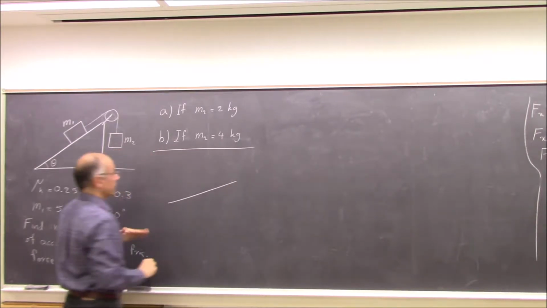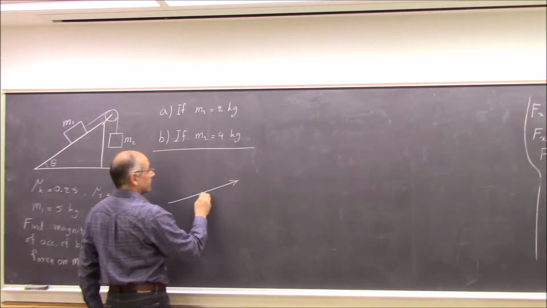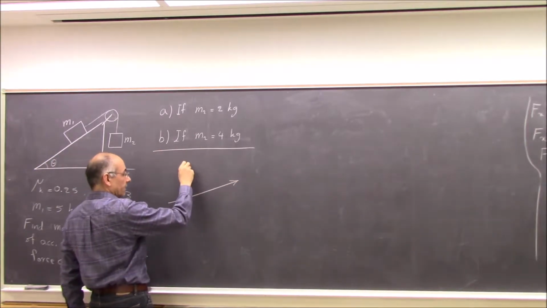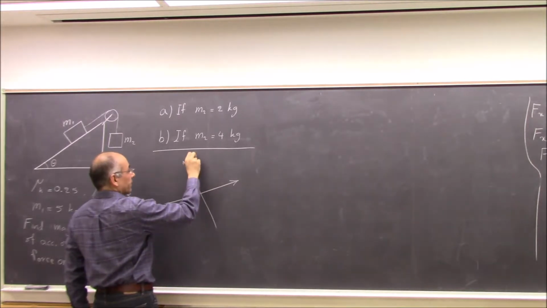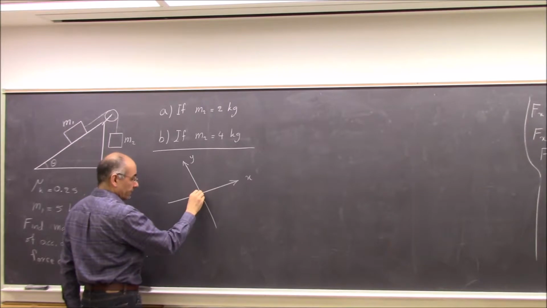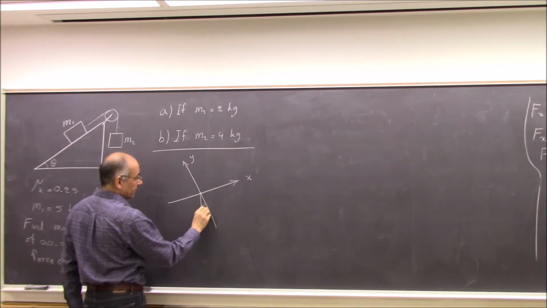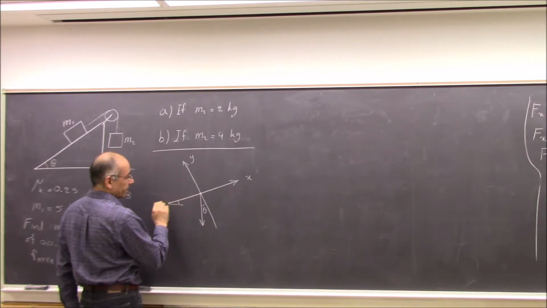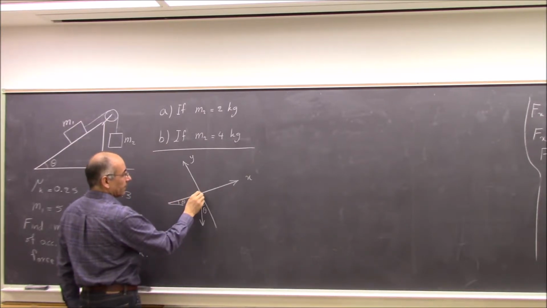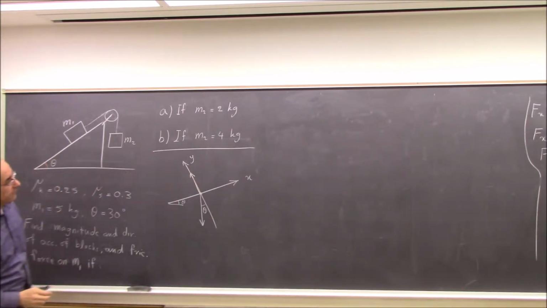We put the direction along the ramp as x direction, because if there's acceleration it will be this way, and y direction this way. How many forces? There is the force of gravity, which is directly downward, and this angle theta will be the same as the angle of the ramp. And then the normal force, which is perpendicular to the ramp, in the y direction.